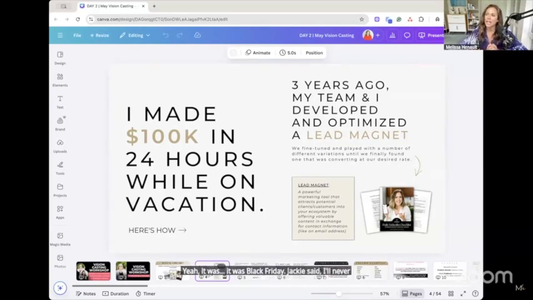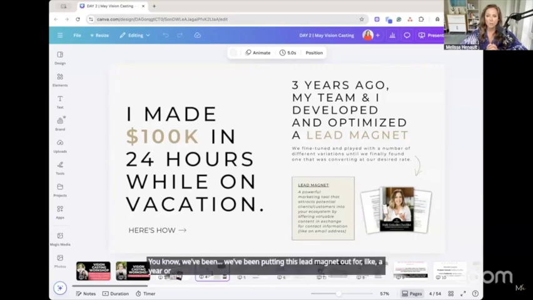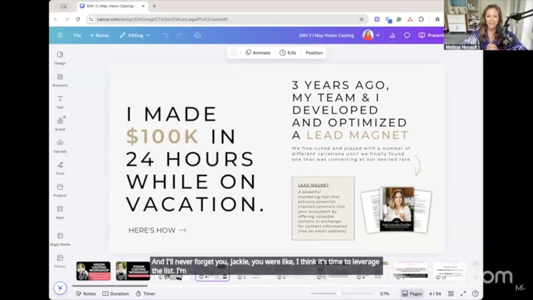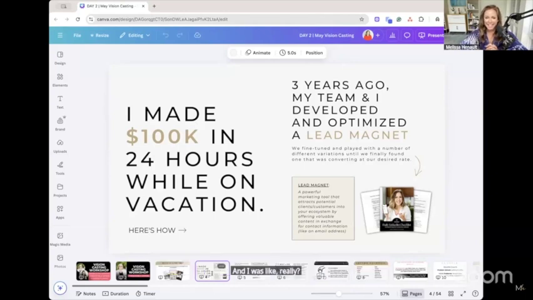You were like, we've been putting this lead magnet out for like a year or two. Like this is like a 401k, right? To me, it's like a slow burn that you have to let build and be patient. And I'll never forget you, Jackie. You were like, I think it's time to leverage the list. I'm like, what do you mean? You're like, I think we need to sell some shit on Black Friday. And I was like, really?